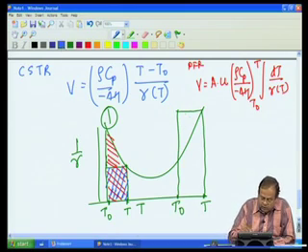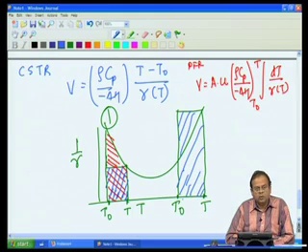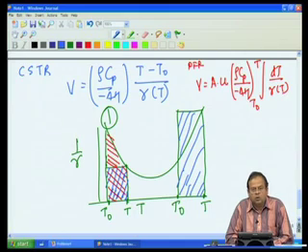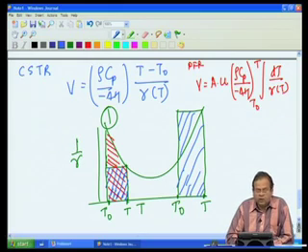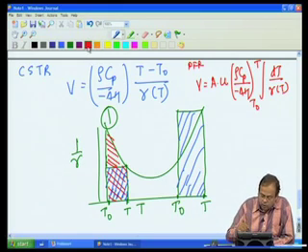That means my reactor volume will be this entire area. I mean proportional, because there is a constant rho Cp by minus delta H. So, that constant is understood. Okay. Now, what about the plug flow reactor? For a plug flow reactor, the area under the curve is now only this much area.